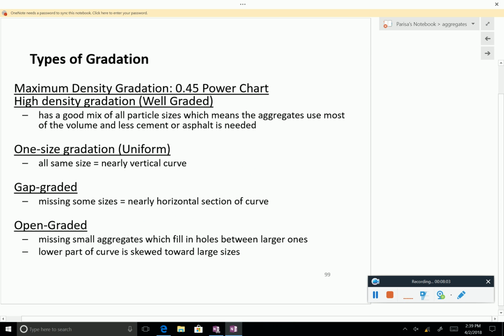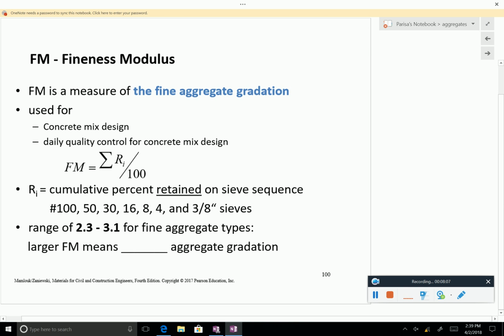So this one kind of summarizes what I just told you, so you can go back to that. And now we go through a number of important things related to gradation. One is a definition called fineness modulus. This is a definition, and it's used for concrete mix design. So that's why we care about it.